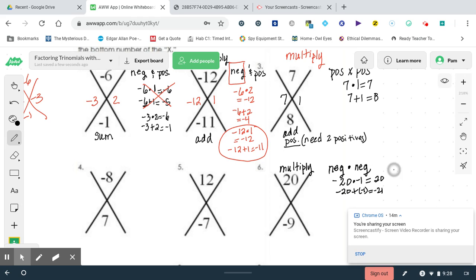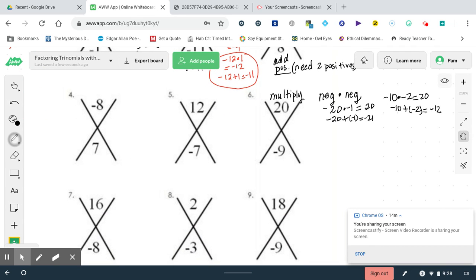All right, so I also know that negative 10 times negative 2 gives me 20. But negative 10 plus negative 2 is negative 12. Okay, so that's not going to work. I don't like the way that looks, because it doesn't look like a negative 12. Looks like it's all run together. So it gives me negative 12. That's not going to work. I'm looking for negative 9.